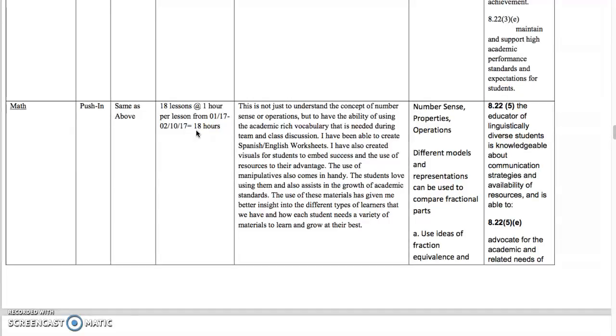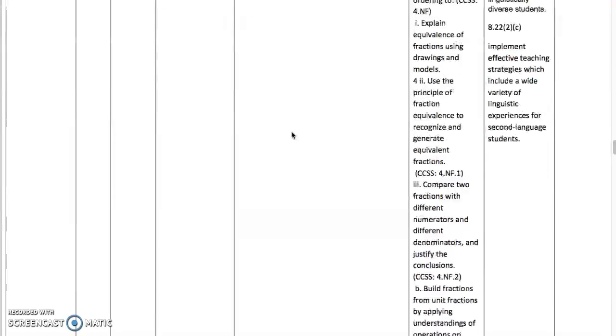So again, my level 3, I would provide them with a Spanish English worksheet. My level 5, maybe just provide them with manipulatives. It was there for them if they needed it. My main focus was working on that academic rich vocabulary, which using these pieces and all these tools provided them with the ability to use that academic language.